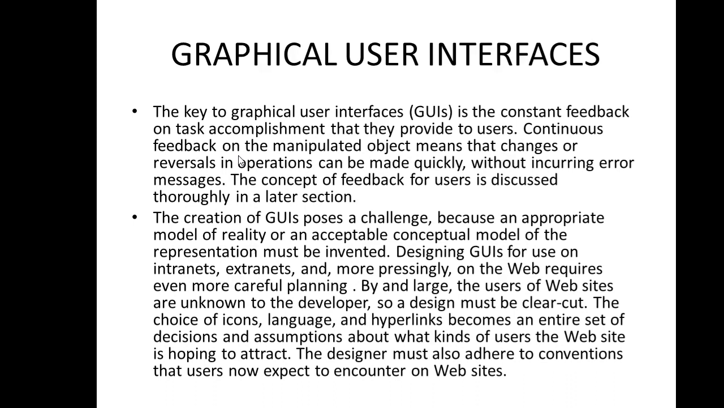Then we have the graphical user interface. I know you're familiar with this. So the key to graphical user interfaces, or GUIs, is the constant feedback on tasks and accomplishment that they provide to users. Continuous feedback on the manipulated object means that changes or reversals in the operations can be made quickly without incurring error messages. The concept of feedback for users is discussed thoroughly in a later section or later video.